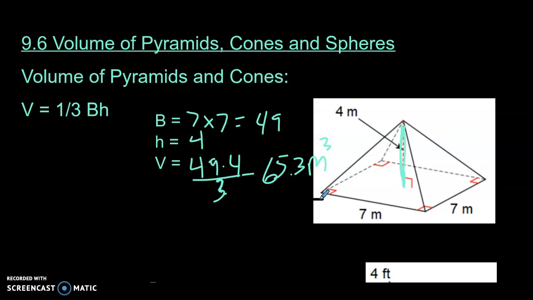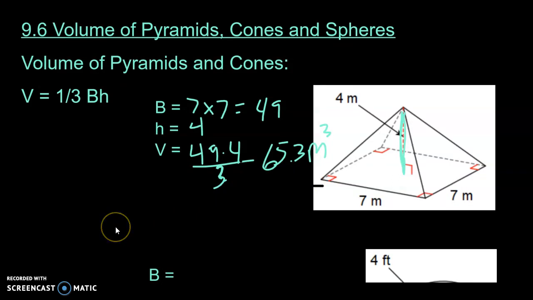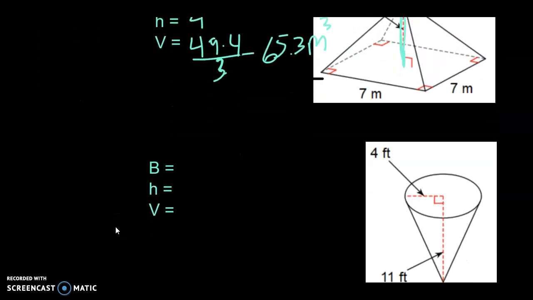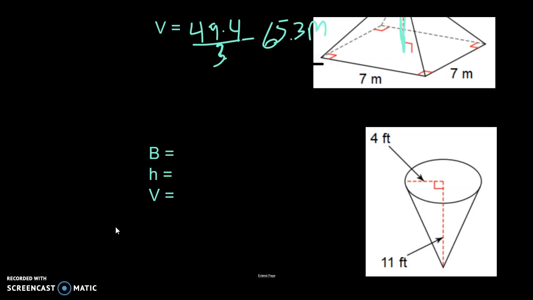All right, that's your volume of a pyramid. Fairly straightforward. If you understood what we did last lesson, this is pretty quick. It's just finding the area of the base times the height, just like you did before. But now we're dividing by 3. A cone example is exactly the same.